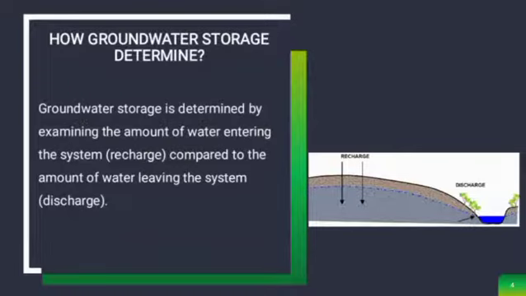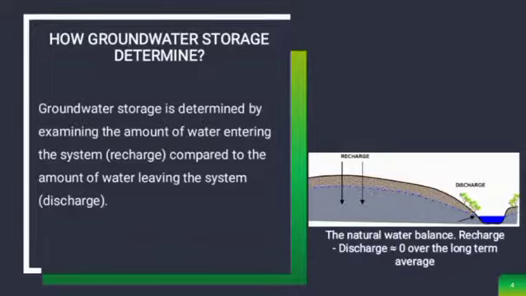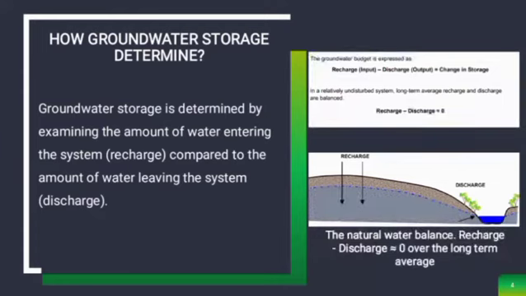The long-term average, about 10 to 20 years of a natural system, is in a balanced state, which means recharge minus discharge equals approximately zero on average. So, the natural water balance should be recharge minus discharge approximately zero over the long-term average, and the groundwater budget is expressed as the recharge or the input minus discharge or the output is equal to the change in storage, as I have mentioned earlier. So in a relatively undisturbed system, yung long-term average recharge and discharge are balanced.